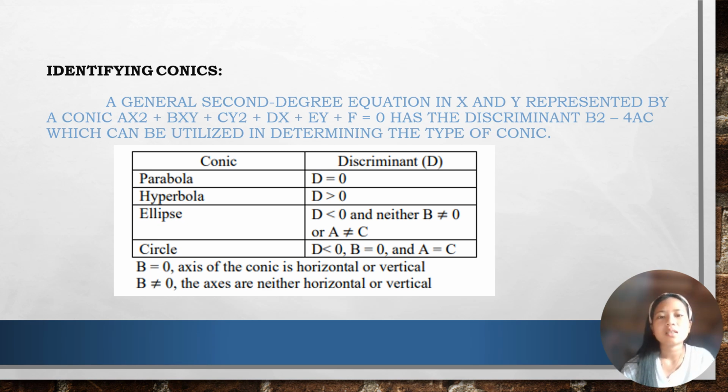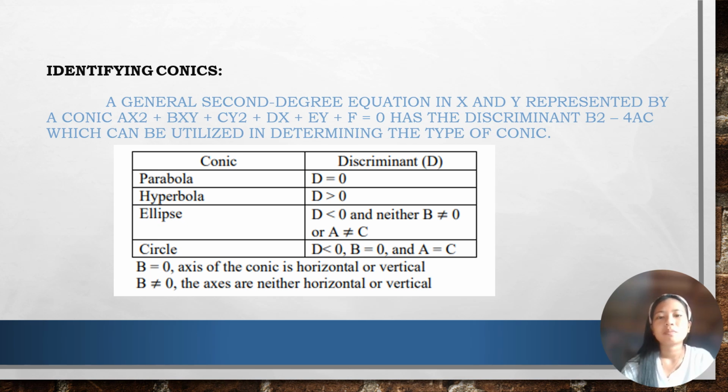A general second degree equation in x and y is represented by a conic, which is ax squared plus bxy plus cy squared plus dx plus ey plus f equals 0, and has the discriminant b squared minus 4ac, which can be utilized in determining the type of conic. So we have here four types of conic: the parabola, hyperbola, ellipse, and circle.